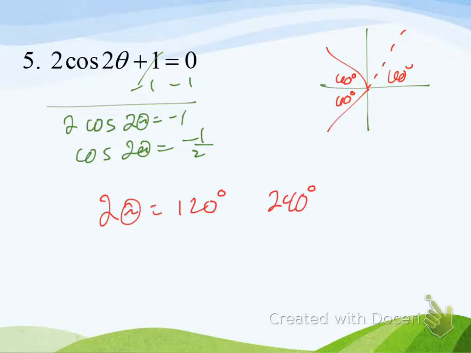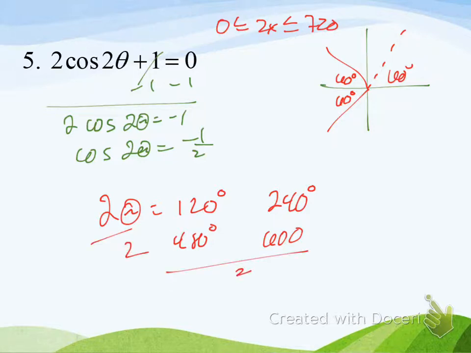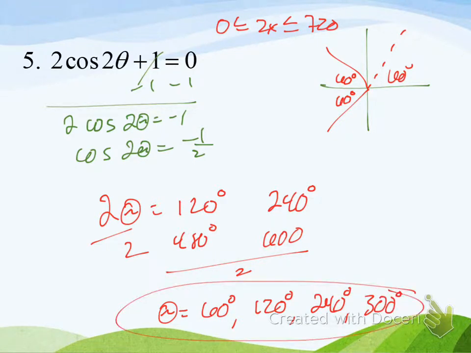Okay, but we know that our cap, if we multiply our interval by 2, is 720. So we're going to add 360 and get 480 here, add 360 and get 600 here. If we add 360 to 480, we'll be over 720, so we're capped out. Now everybody gets divided by 2, and so theta turns into 60, 120, 240, 300, and we're done.